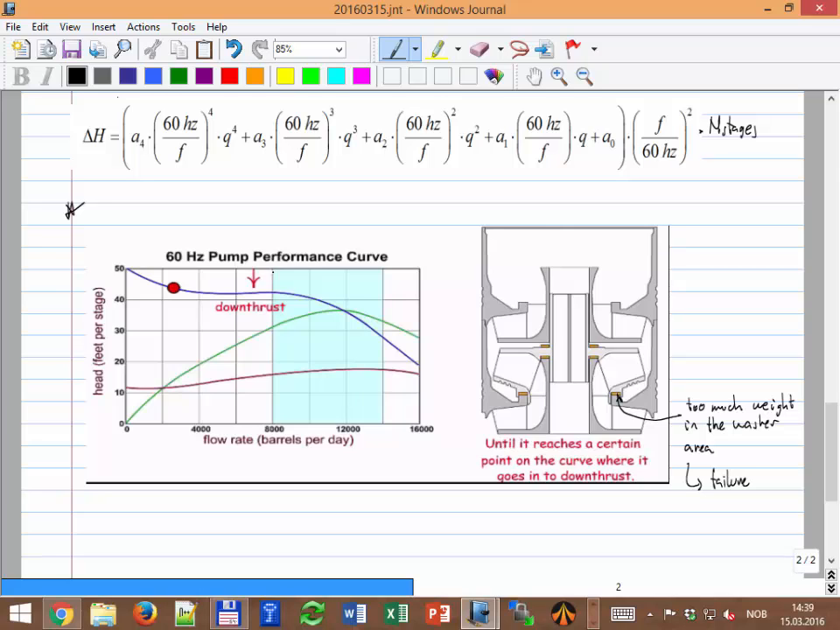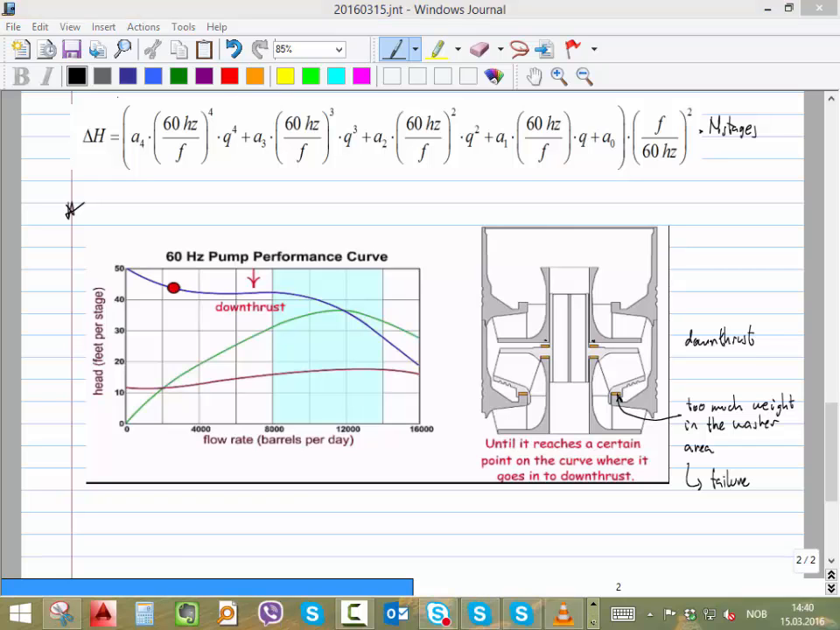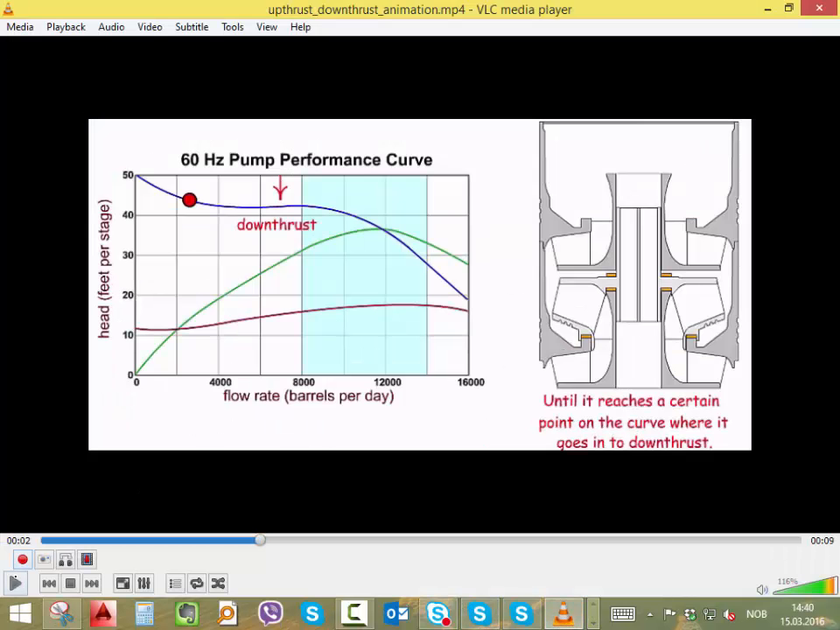But if you operate at a very high rate, then the opposite happens. The rotor begins to move up and touches the upper part, and it's going to cause wear on the upper support, in the upper seals. So that's also bad, and we don't want that. This is called down thrust. And the other phenomenon, when it goes up, is called up thrust.